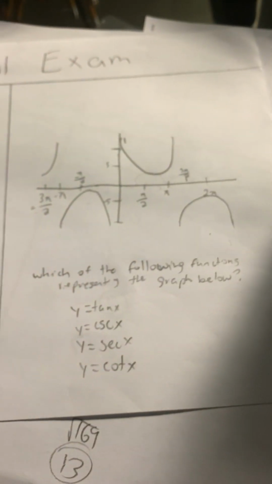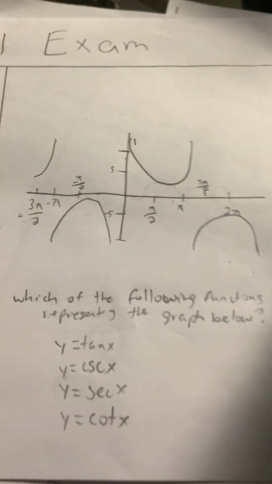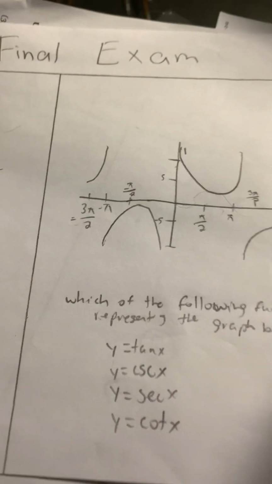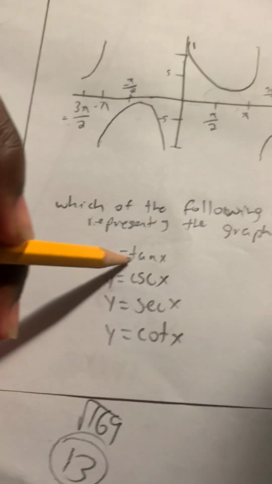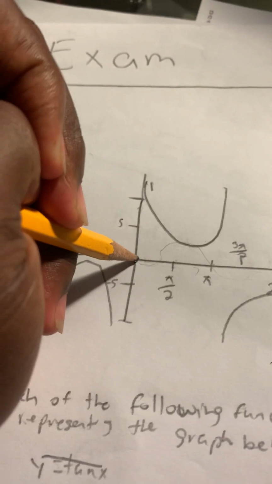Going to the second problem, it also asks us to find which of the following functions represents the graph below. We have this one. In order to find out, you can't really tell that easily which one it is, but we obviously know it's not tangent or cotangent because it doesn't match that snaky shape. But what we can do is draw the inverse of it. So we can make it look like this.